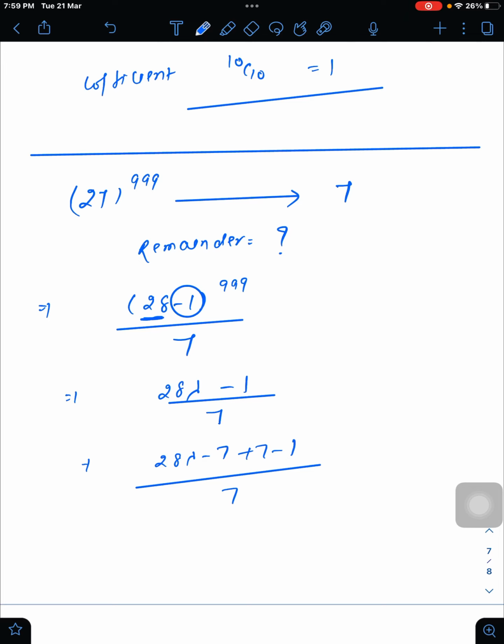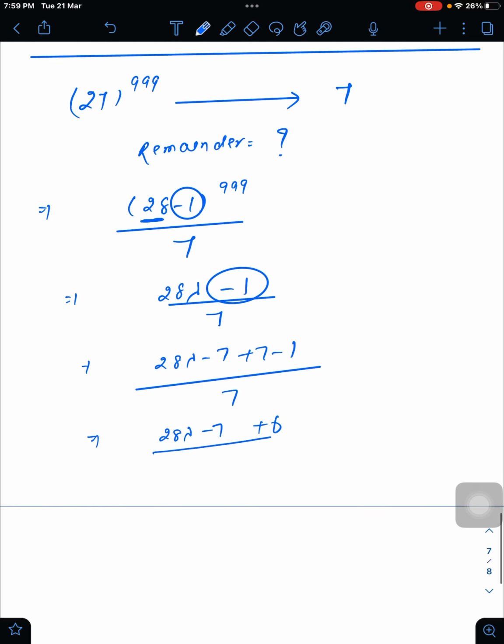So what have I got, beta? I have got 28 lambda minus 7 plus 6. Basically I want to convert this value to positive, divided by what, beta? 7. So you can see 7 is common: 7(4 lambda minus 1) plus 6 upon 7. So we can directly say that the remainder is going to be what? 6. So when 27 to the power 999 is divided by 7, the remainder is going to be 6.